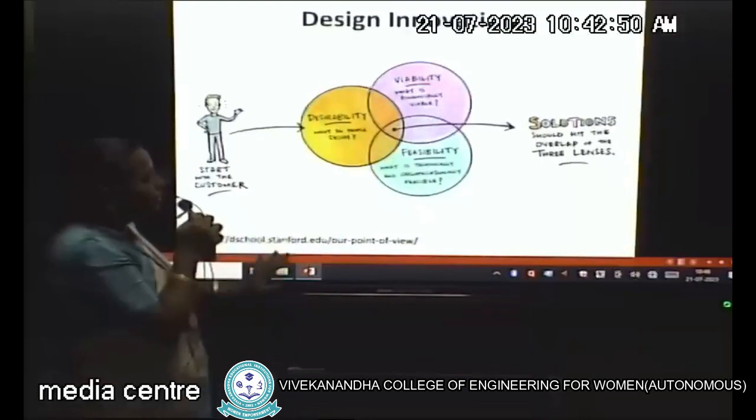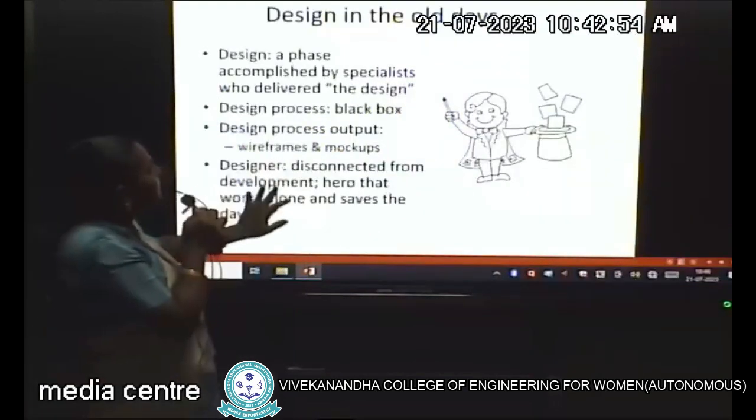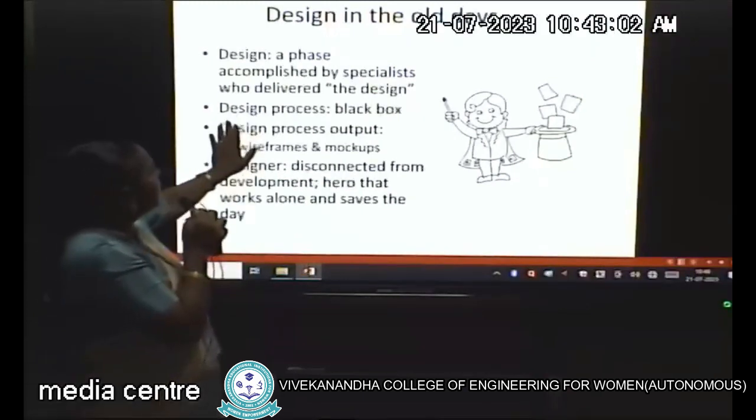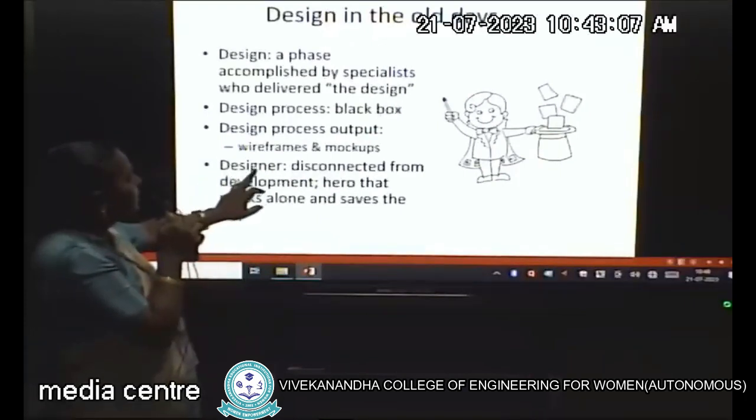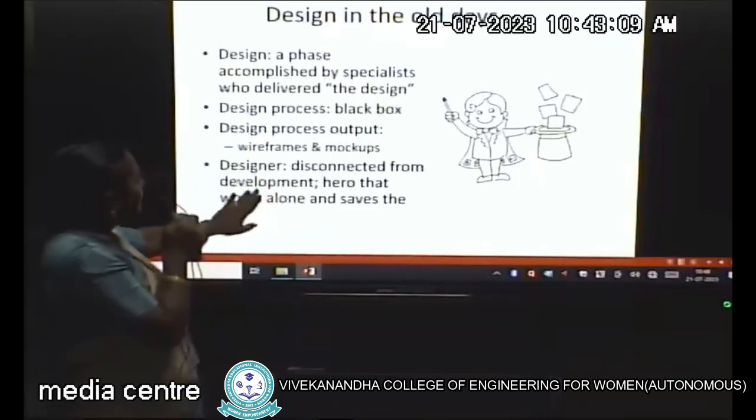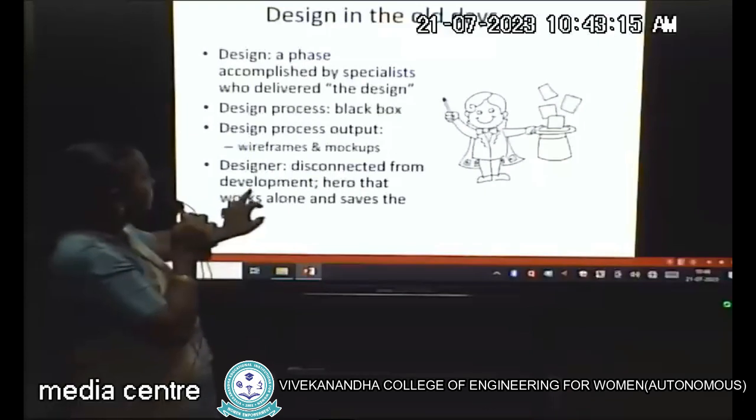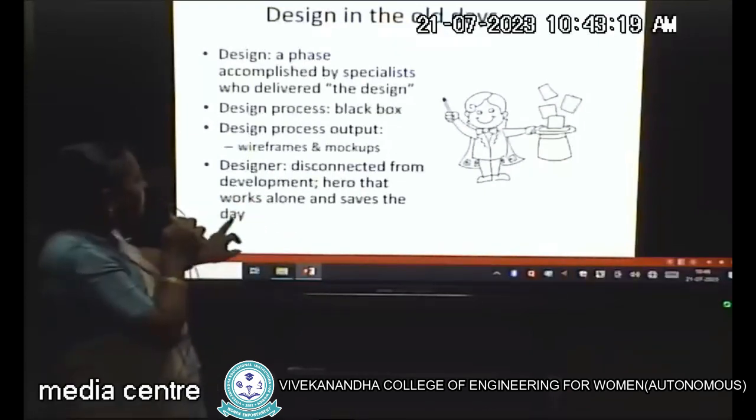And the next thing, in older days, design was one phase accomplished by specialists who delivered the design. The design process was based on black boxes, and the output was the wireframe and the mockups. The designer in older days was disconnected from development, a hero who works alone and saves the day.